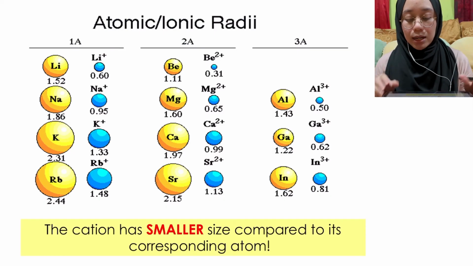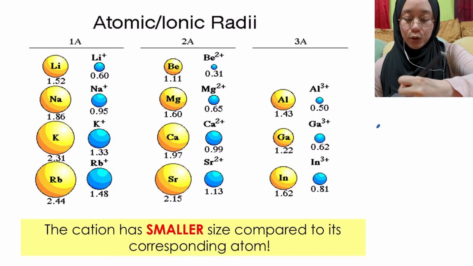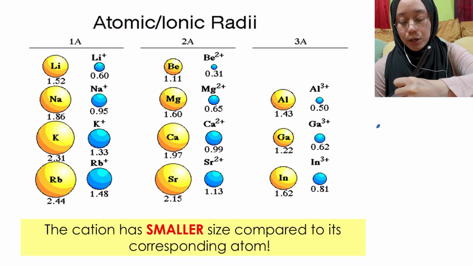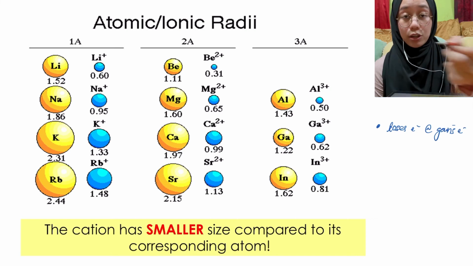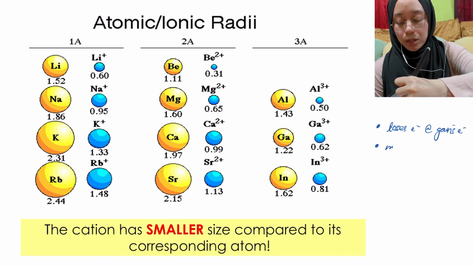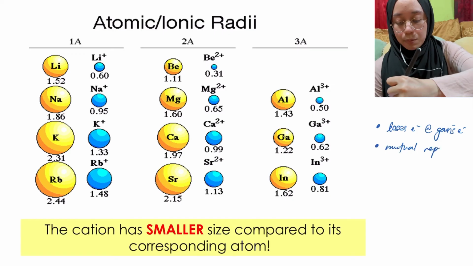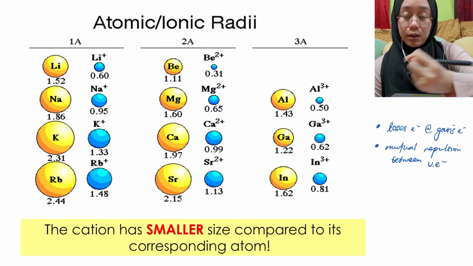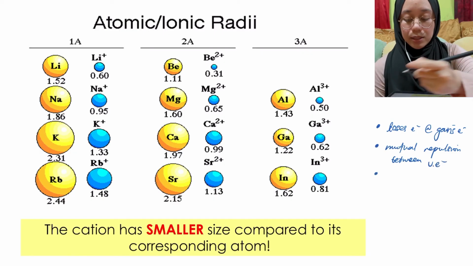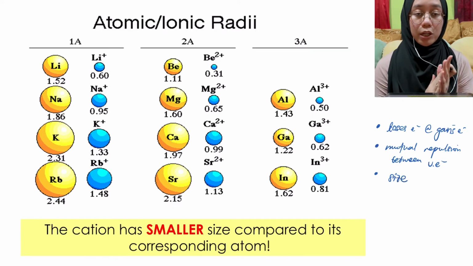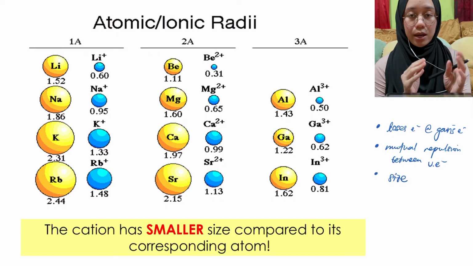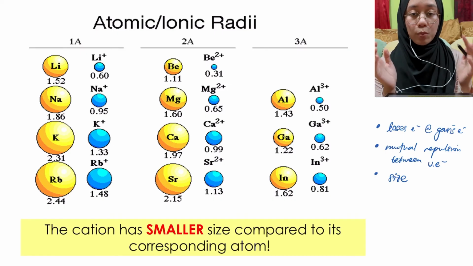Okay, so points yang kita nak cakap kat sini adalah, kalau pasal ion lah, kamu kena cakap dahulu loses electron ataupun dia gains electron. Okay, and then we are going to talk about the mutual repulsion between valence electron. Okay, and then next barulah kamu boleh cakap pasal size. So it's quite simple. Okay, so point dia a bit berbeza compared to yang kita compare between elements yang ada in the same group ataupun in the same period.